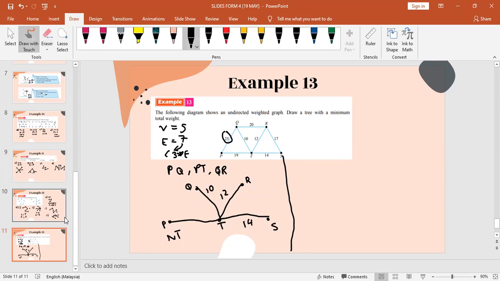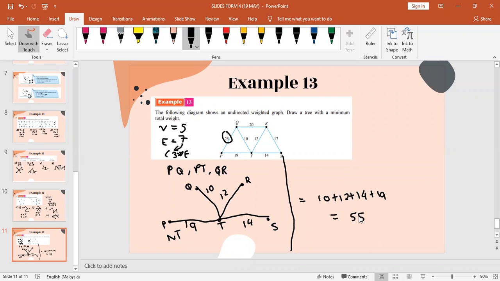And then lastly, kita kira ada berapa the total weight. PT is 19. Okay, berapa total weight yang ni? 10 plus 12 plus 14 plus 19. So altogether we have yes 55.